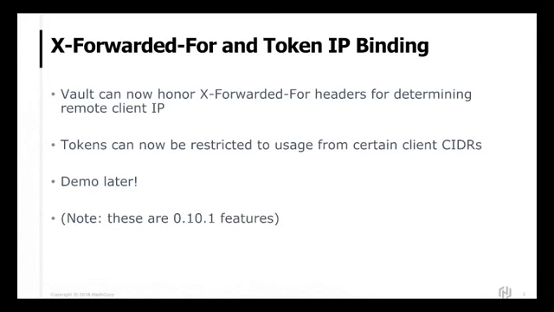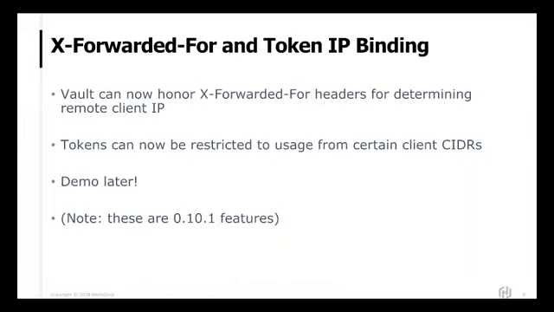And finally, X-Forwarded-For. We've been getting asks for this for a very long time, and this is one of those things where a lot of times there are features that we know people want, we know are useful, but we can't quite figure out the right way to do it in a way that makes security sense. So we want to make sure that if we're honoring X-Forwarded-For, that we have a good story around how you do that safely, because it is just a header, it is pretty easy to spoof. We now have support for X-Forwarded-For headers for determining remote client IP.